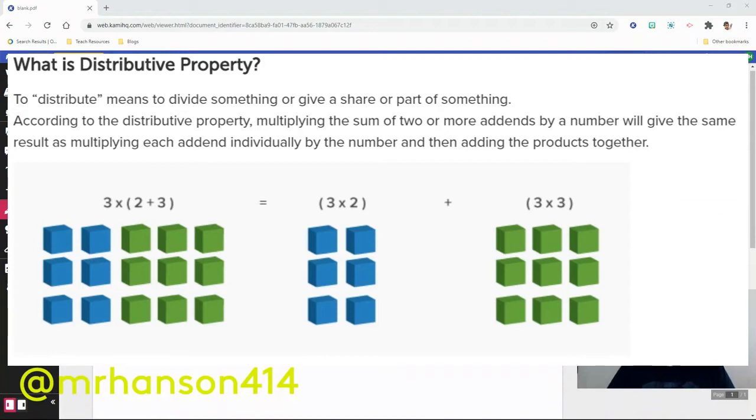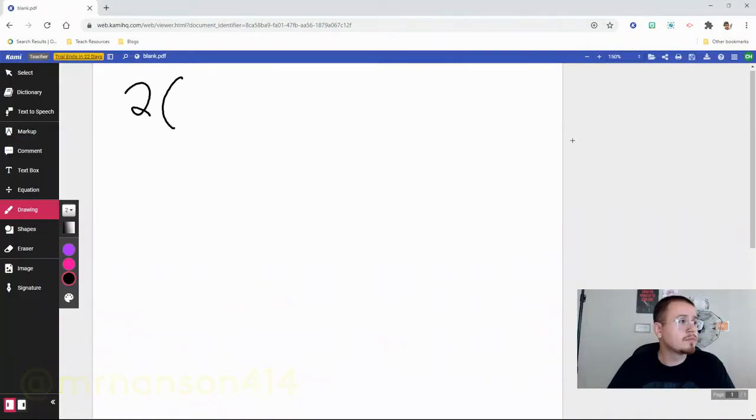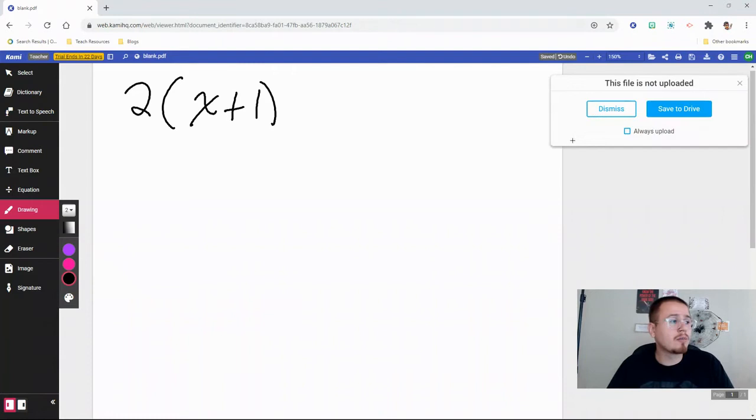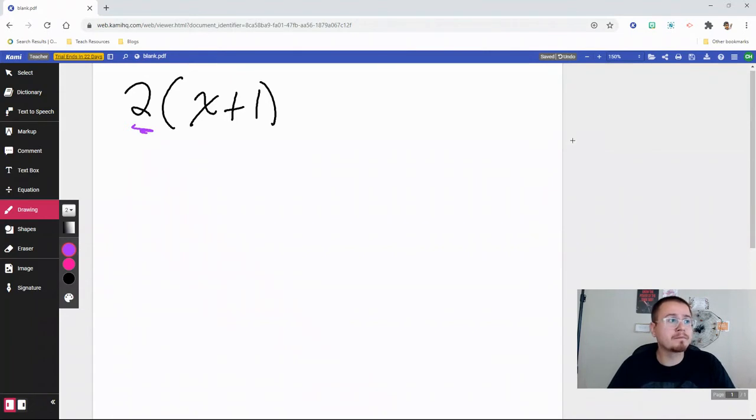So, 2 times x plus 1, straight up distributive property. This 2 is what you're multiplying by. The number is outside the parentheses. The x plus 1 are not like terms. That's why they're written like that.